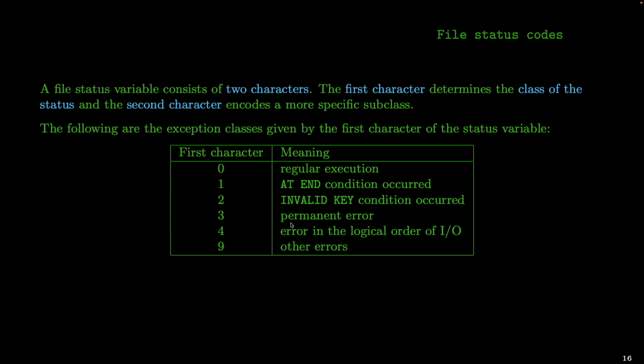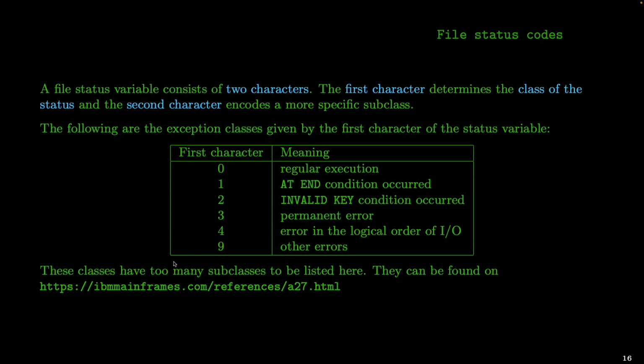For example, if the file you want to read or open doesn't exist. And 4 means an error in the logical order of the input-output operations has occurred. For example, if you want to read from a file that has not been opened yet. And then there's value 9 reserved for other types of errors.